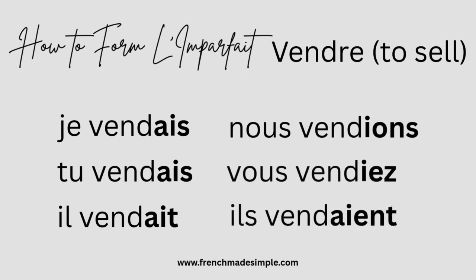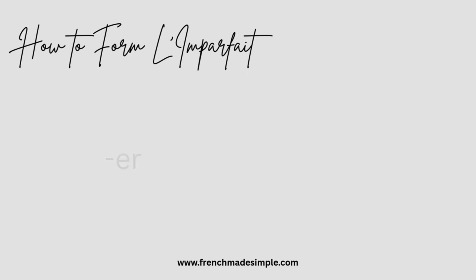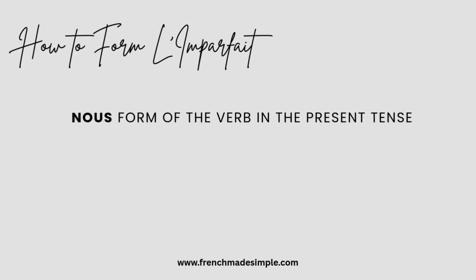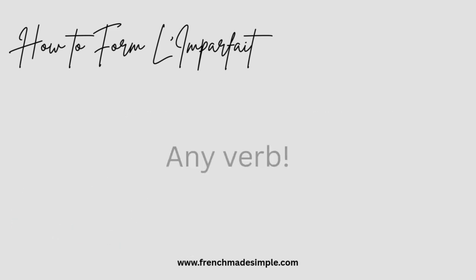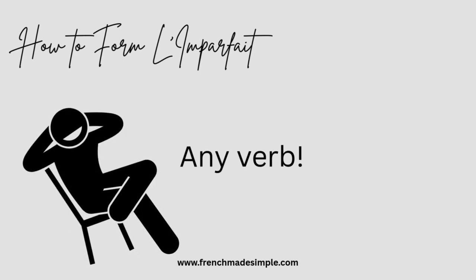See? Exactly the same process for all three groups, ER, IR, and RE. Take the nous, drop ONS, add the imparfait endings. And that's it. Once you know the steps, you can form the imparfait for almost any verb. Easy, right?